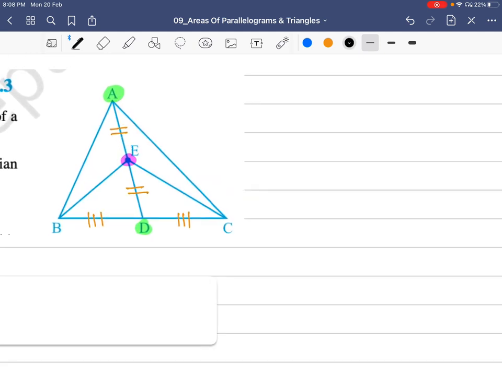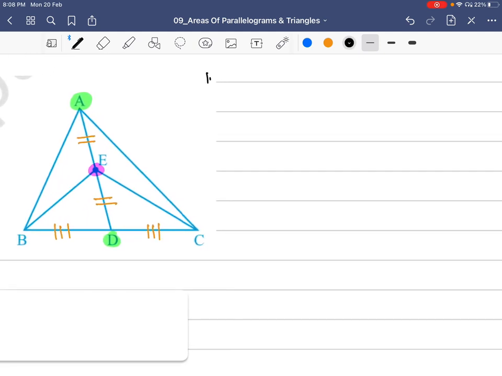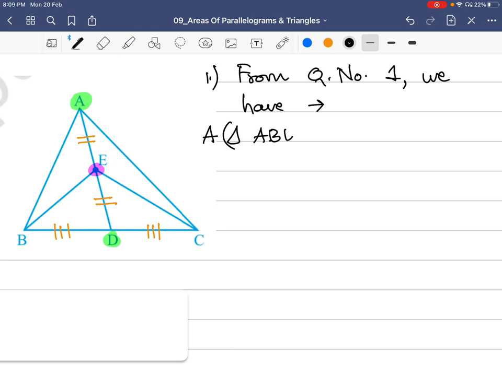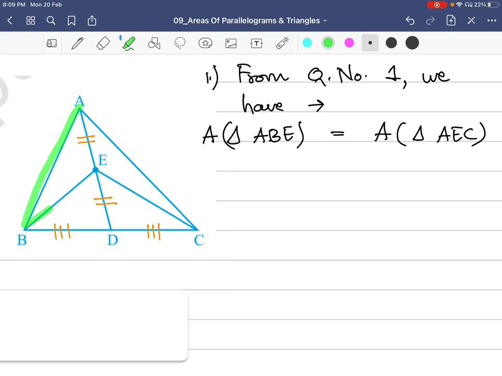So I'm just going to come here now, zoom in. Okay, so I'm just going to write here from question number 1, that's the previous question. In question number 1, we have the area of triangle ABE is equal to the area of triangle AEC. So I'm just going to highlight it for the sake of understanding. So this triangle ABE's area is equal to this triangle AEC.